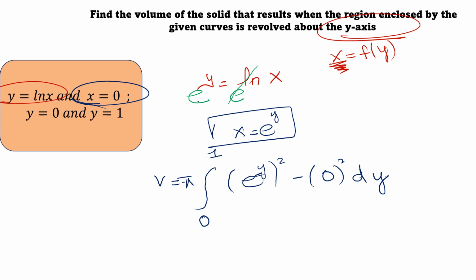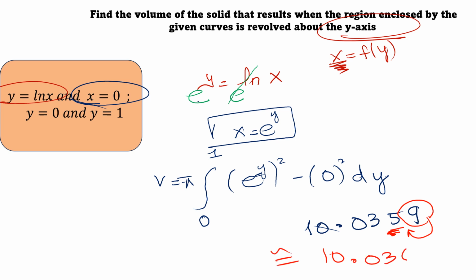If you have written it correctly, you will get a positive answer. So the answer is 10.0359. I told you before also that you have to write 3 digits after the decimal. So here it is 5 and after the 5 there is a 9. Whenever you have 5 or more than that, you add 1 to this third digit. So your answer will be 10.036. Make sure that you round off the third digit.